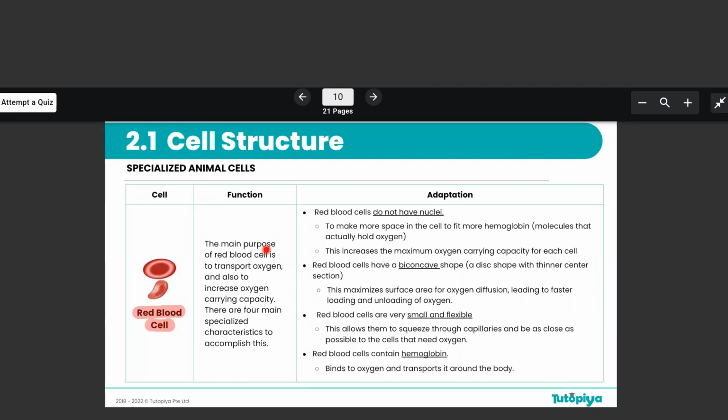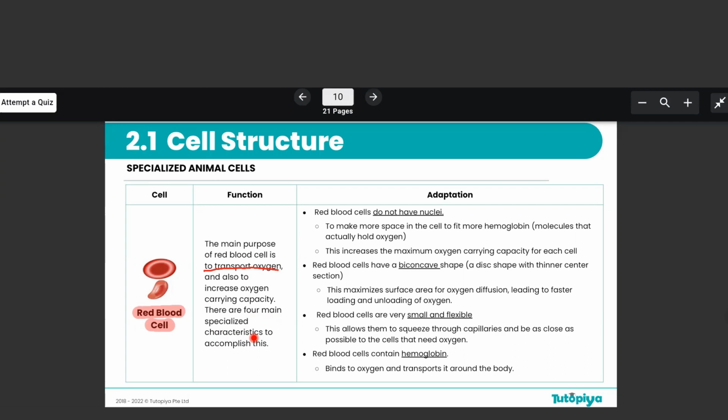The main purpose of red blood cells is to transport oxygen. Now, every cell in our body needs oxygen, and oxygen comes directly into our lungs. So the red blood cells are responsible for transporting this oxygen throughout our entire body. And this is a huge task to perform. It's a very important function for our body. So the red blood cells have 4 main characteristics to accomplish this function. All right, so here are the 4 characteristics given here.